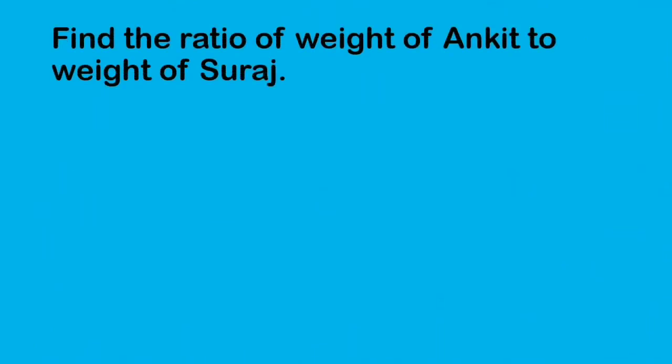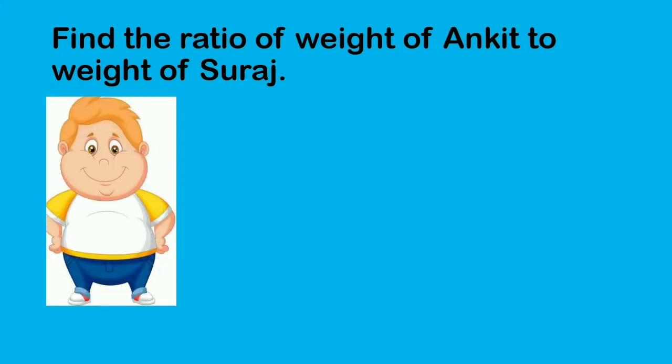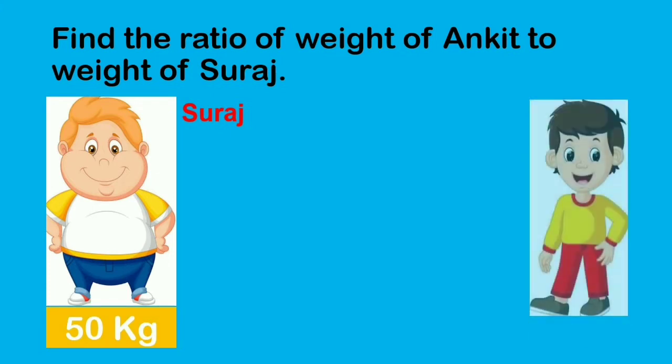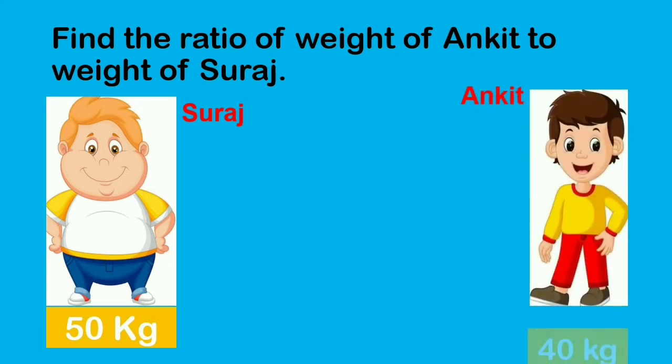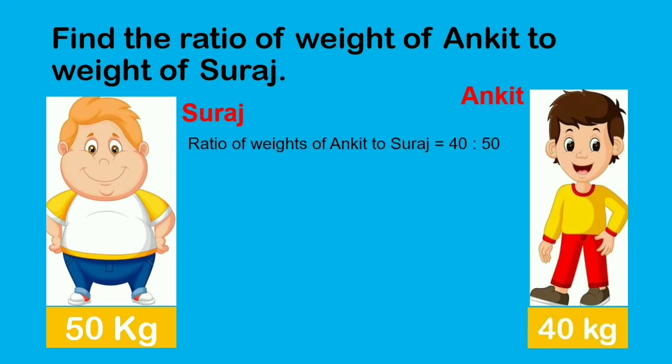Find the ratio of the weight of Ankit to the weight of Suraj. The weight of Suraj is 50 kg and the weight of Ankit is 40 kg. The ratio of weights of Ankit to Suraj equals 40:50. But this is not in the simplest form. So first we will convert it into the simplest form.